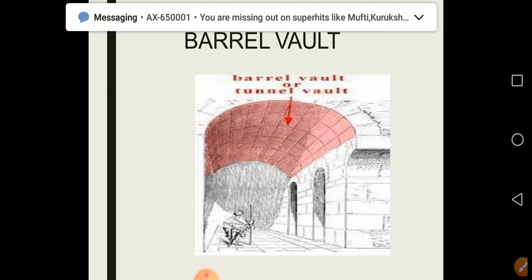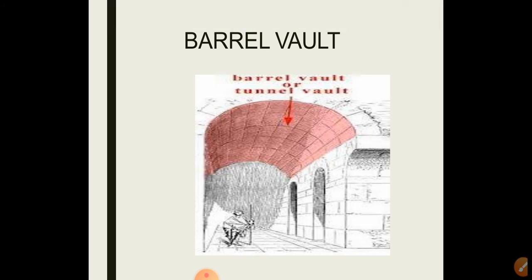Cross or groined vault is formed by the intersection at right angles of two barrel vaults, producing a surface that has arched openings on its four sides and concentration of load at the four corners of the square or rectangle. I will show you the example, you will be able to see. Now, the first type of vault we are taking is the barrel vault.